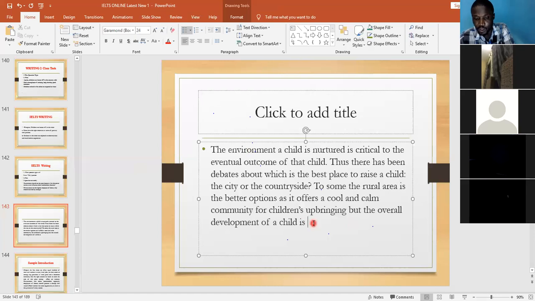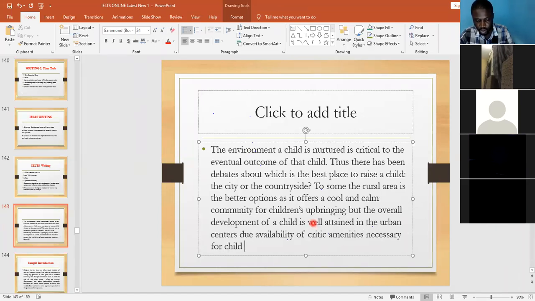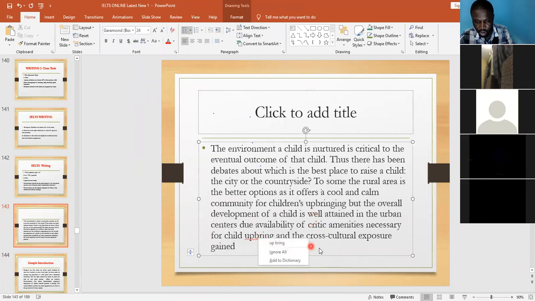But the overall development of a child is well attained in the urban centers due to the availability of critical amenities necessary for child upbringing and the cross-cultural exposure gained.